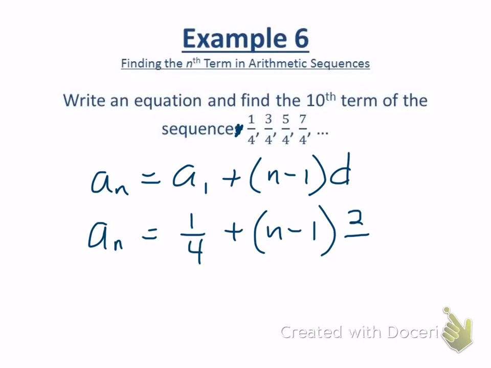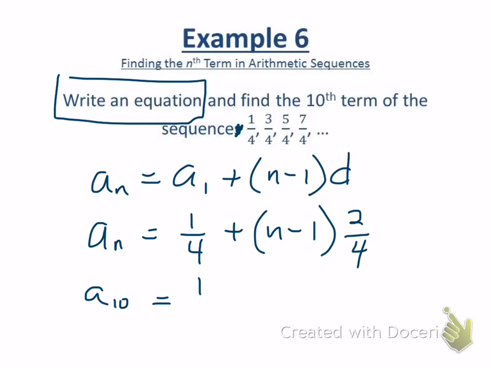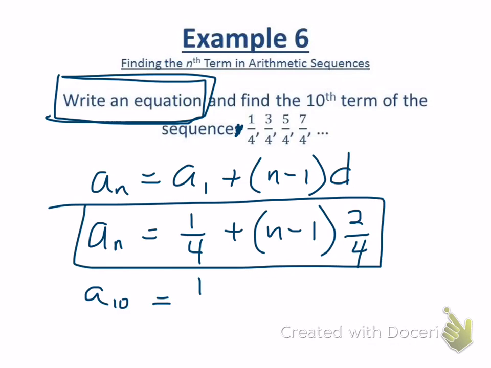2/4. Why leave it as 2/4? So it's easier to add it. So you automatically have a common denominator, right? You didn't have to change it back anyway. That's right. Now, the reason I wanted that in there, Jack, is because we want to write an equation, and that's part of it, and use the equation. Here's the equation, there's the first part of the answer. Then use the equation to find the 10th term.